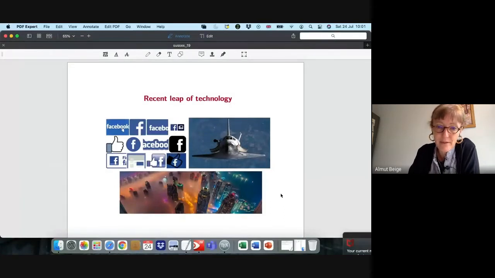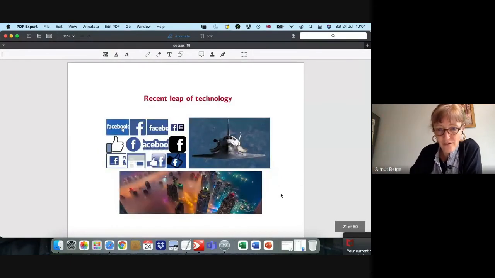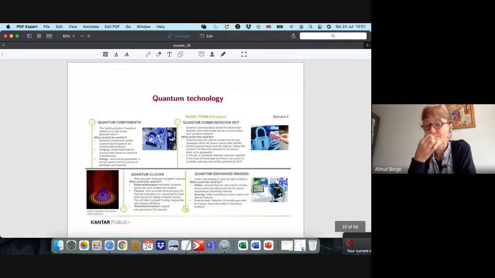And a lot of people expect that the next change in how we process information, for example, will come from quantum technology. But quantum technology also has a lot of other applications. Here, these pictures are a bit out of date already.